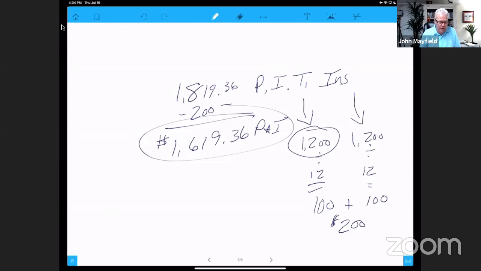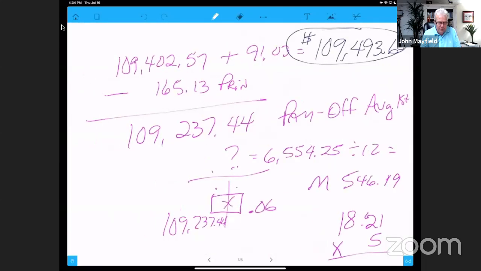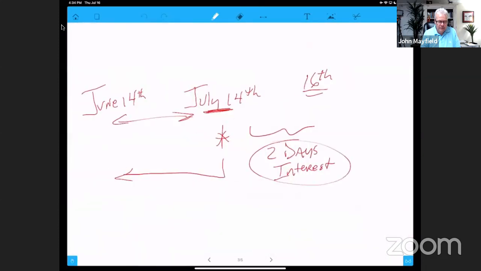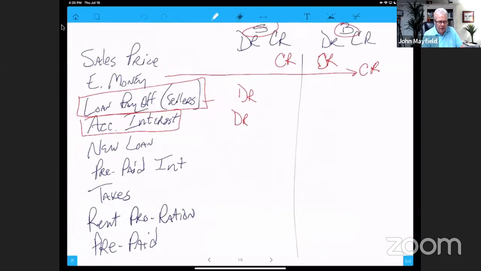So we're going back over to our problem. I think hopefully you understand how to figure that. Sometimes they may just want to know, how does that show in the closing problem? Sometimes they may want you to actually tell them what's the payoff. So you're going to have to work that down a little bit. Now, the new loan is going to be a credit for the buyer, and prepaid interest will be a credit for the buyer.